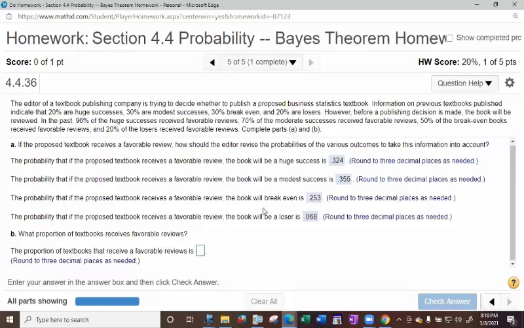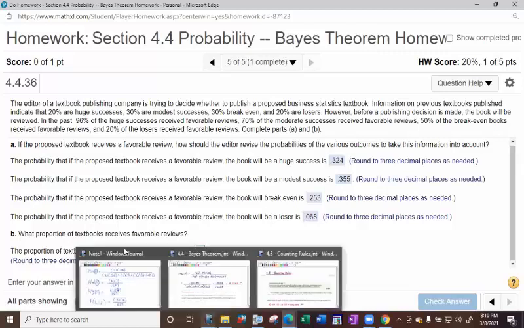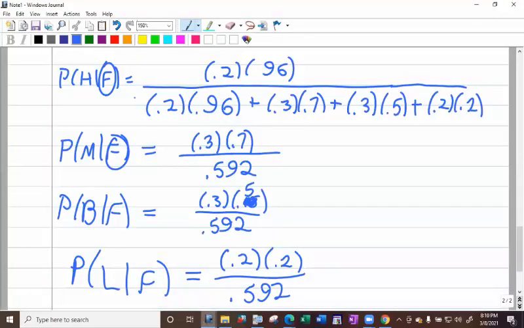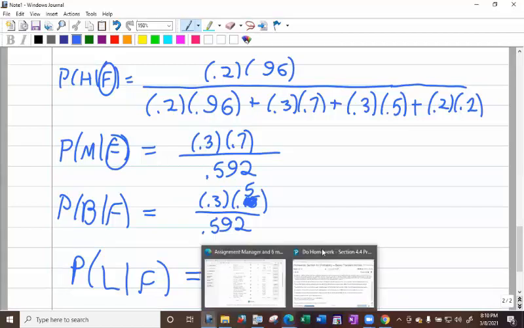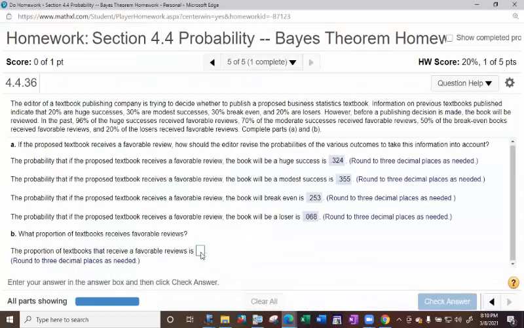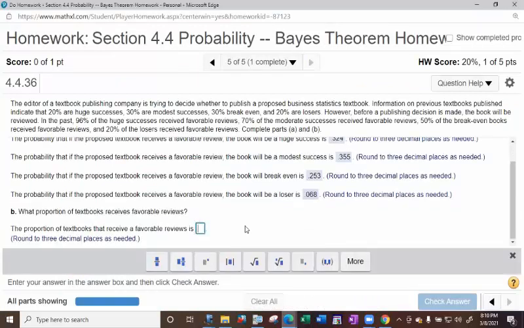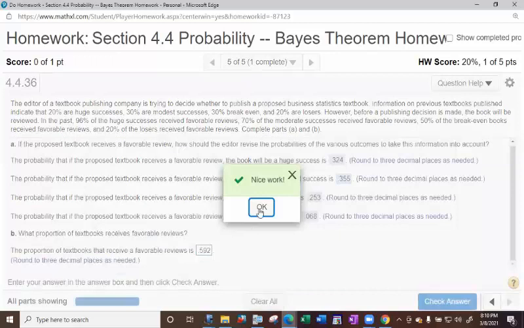What proportion of textbooks receive favorable reviews? Well, guess what that's going to be? That's going to be that 0.592 answer we keep using for every problem. That's going to be the denominator because that's the probability of favorable. On the bottom is that 0.592. So we just type this in here. Beautiful. We got it.